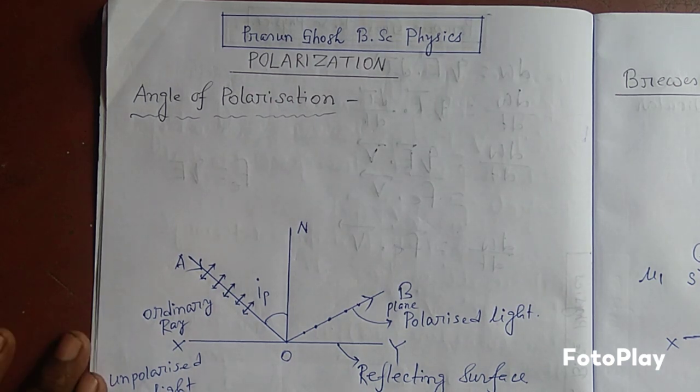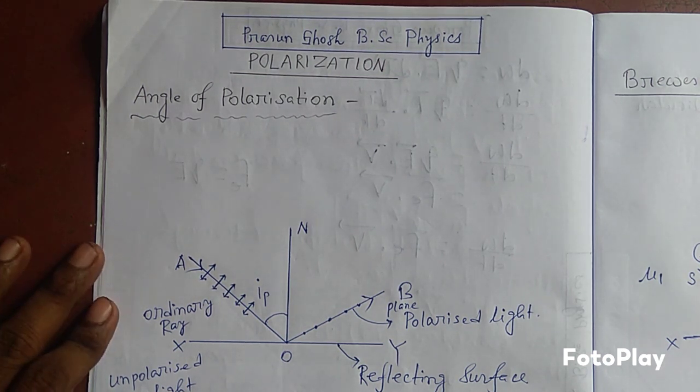It depends on some factors. First one is the type of refracting surface, and second one is the wavelength of light. So IP depends on these two factors. So we have to write down the definition.